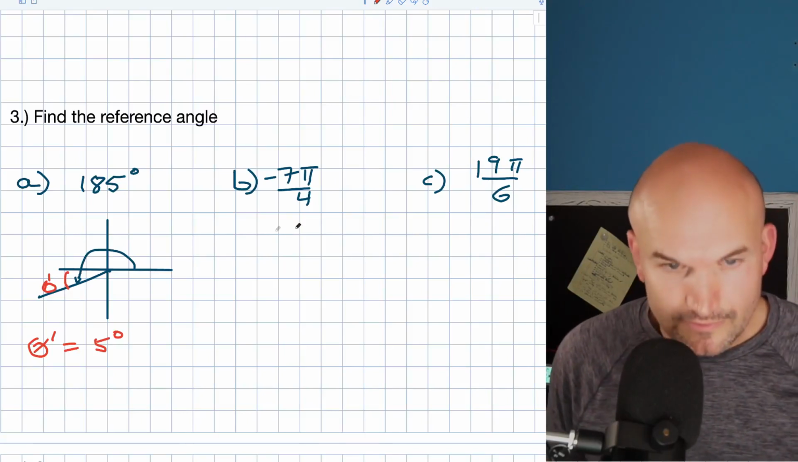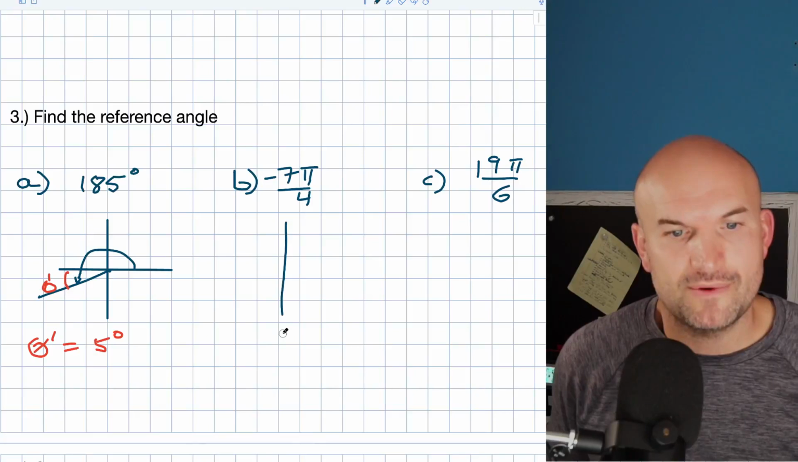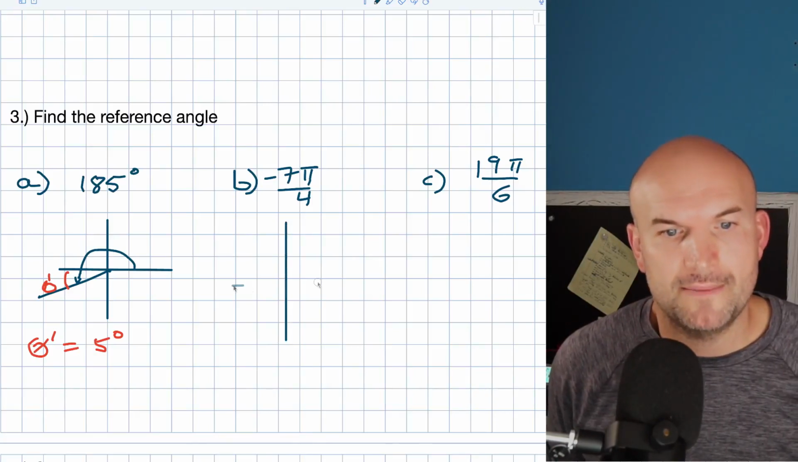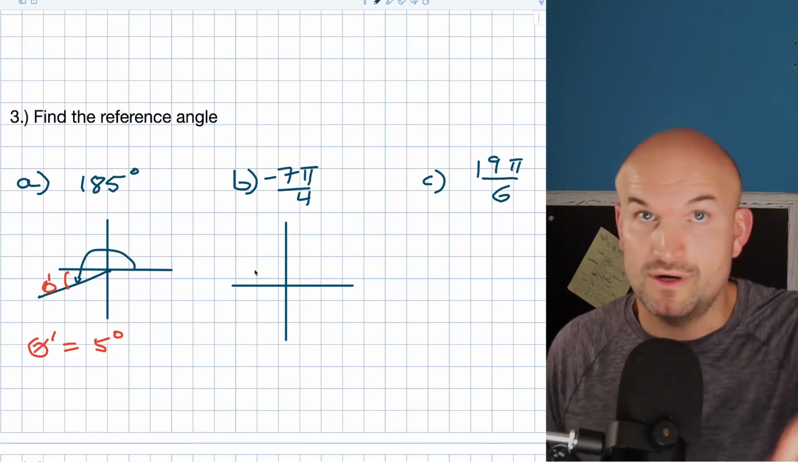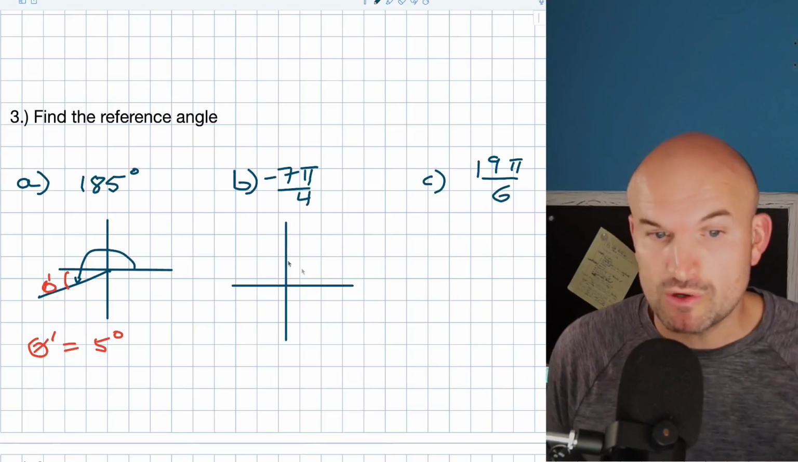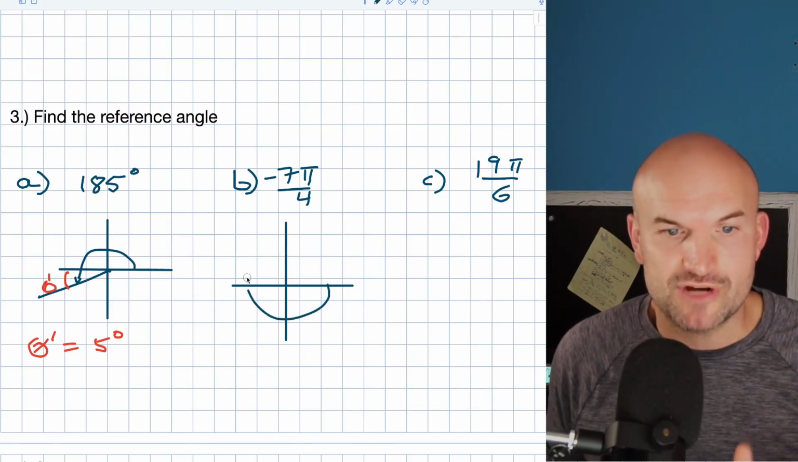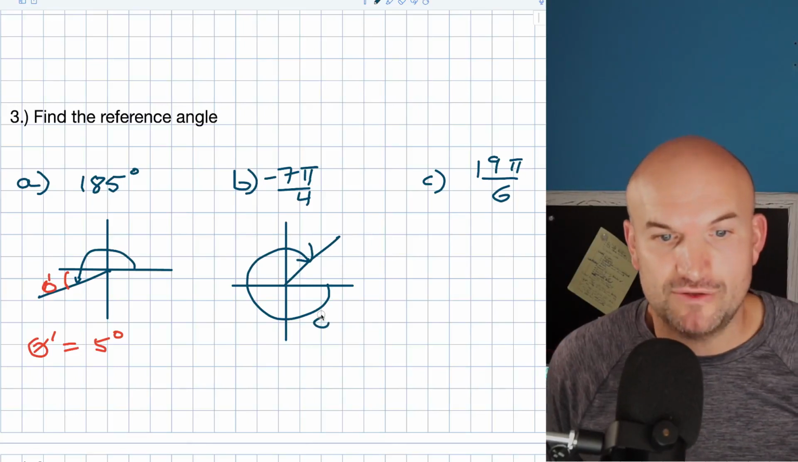There you go. The negative 7 pi over 4, again, let's go ahead and graph it here. So if I wanted to graph this, another way to look at it is you could say that 8 pi over 4 is all the way around the circle, right? That's the same thing as 2 pi. So we're at 7 pi over 4, so we're one short. Again, we're also going to go in the negative direction. So it's going to look something like this. Okay, so that is going to be my angle, theta.